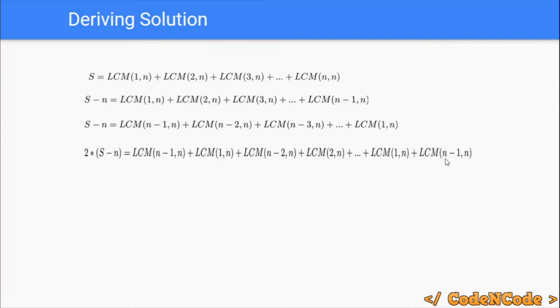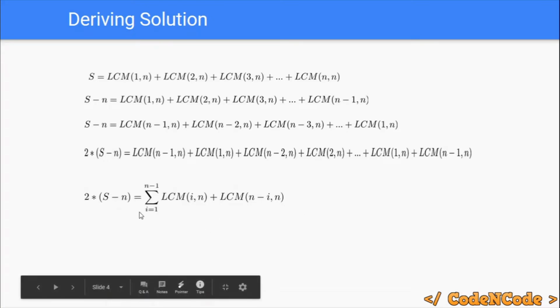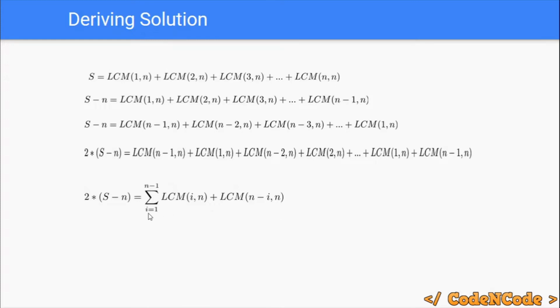Now what is the special thing about these pairs? So overall the right hand side can be represented like this. The right hand side would be the summation, i starting from 1 to n minus 1, of LCM of (i, n) plus LCM of (n minus i, n). So this is what we have to calculate.